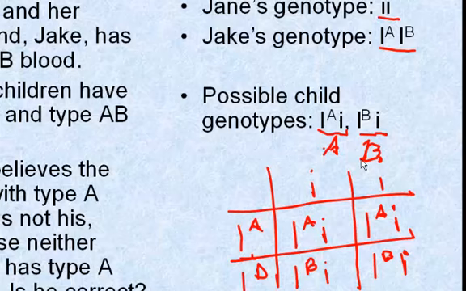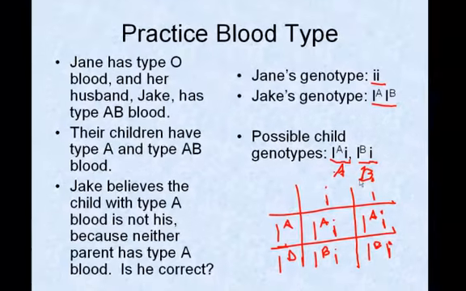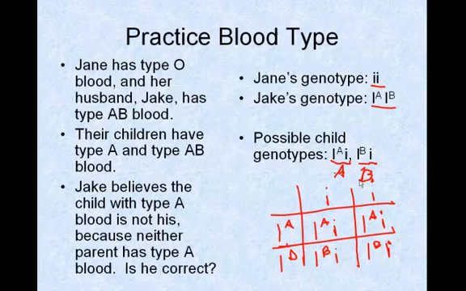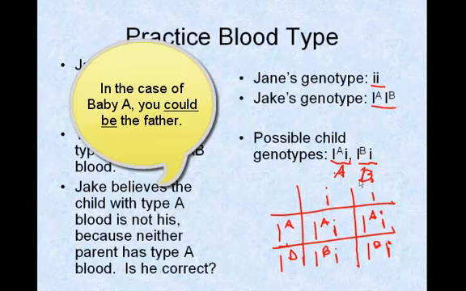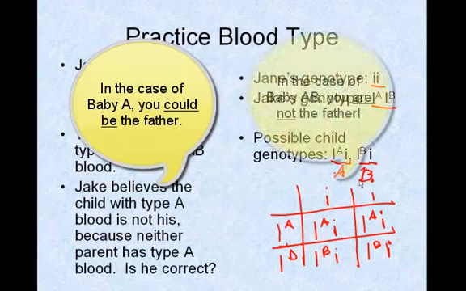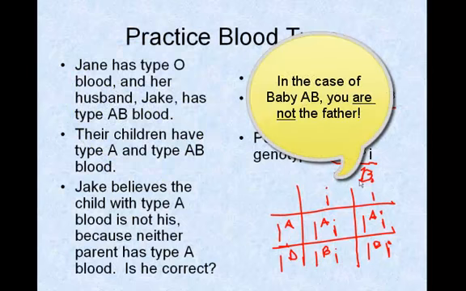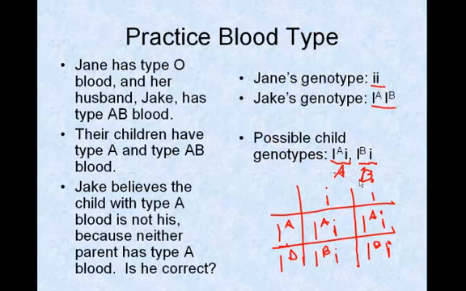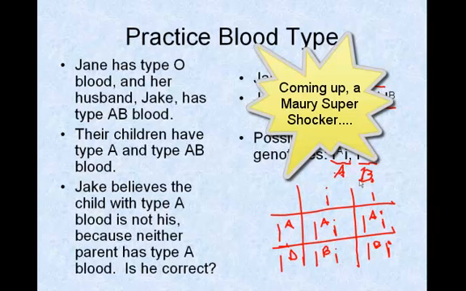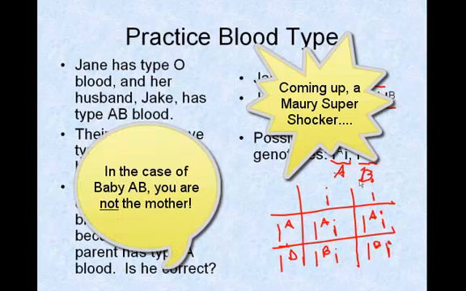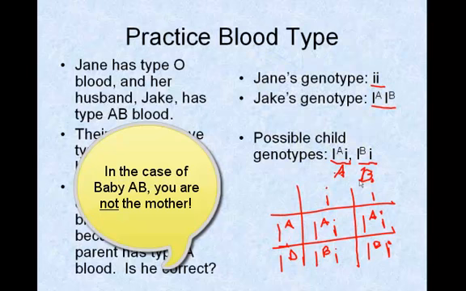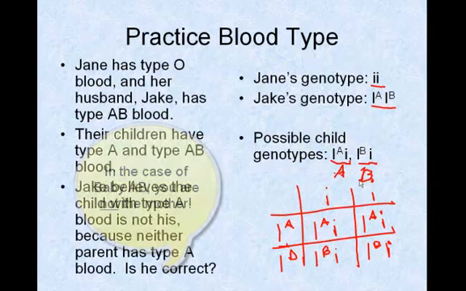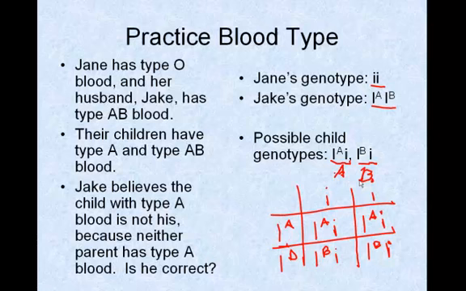Now the question is, is Jake the father of the type A child? Well, the answer is yes, he could be the father of the type A child. However, he is not the father of the type AB child. Now, chances are, because Jane's type O, she also can't be the mother of a child that's type AB. So maybe the baby got switched at the hospital or something. But Jake could be the father of the type A child, but not the type AB child. So that's what you're going to do when you do blood type problems.